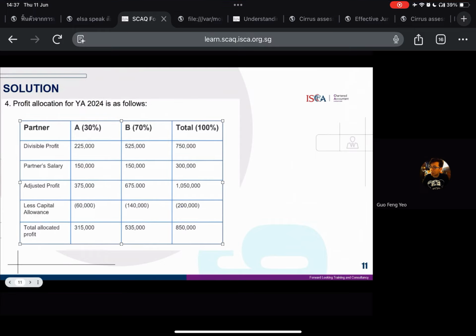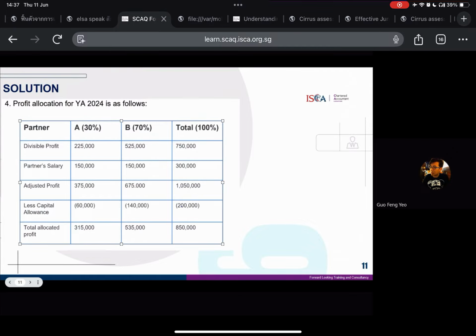So finally, we present all our workings in the table format based on the requirement of the question. As you can see, this table format will allow you to go through each of the components in a clear manner and present it to the examiner to address the question. Here we have partner A, B, and total. As an internal check, you have to ensure that the number on the total side ties to the question.